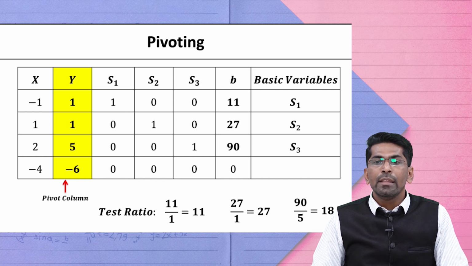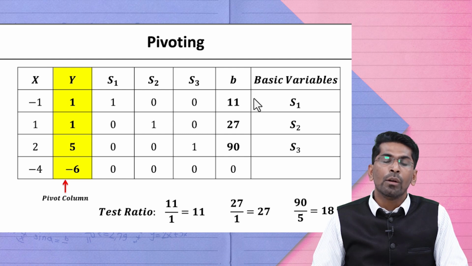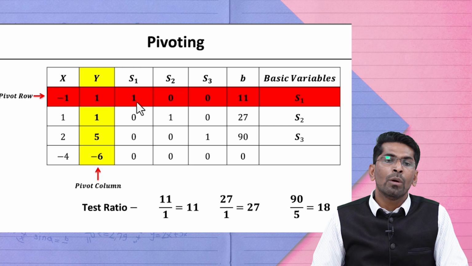Now after finding the test ratios, out of these values, that is 11, 27 and 18, select the smallest non-negative value. Here the smallest one is 11. So this particular row, that is the first row, will be considered as the pivot row. I am highlighting the pivot row using a dark color. So this is the pivot row and this is the pivot column.